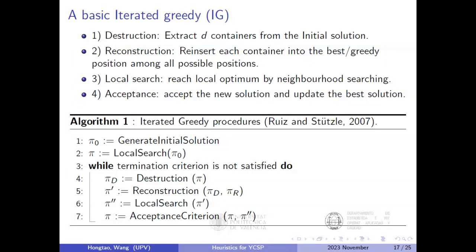From these two steps, we can get a good initial solution. And with this good initial solution, we start to iterate. First, we destruct this solution, and then reconstruct, and then local search, and then the acceptance criteria. It's a very, very simple algorithm. This is the pseudocode, and it's very simple.